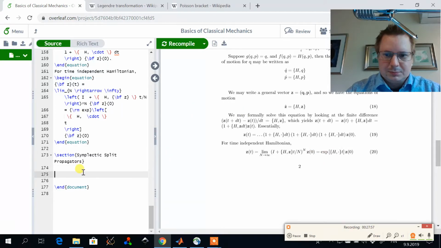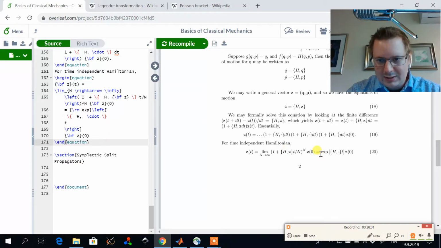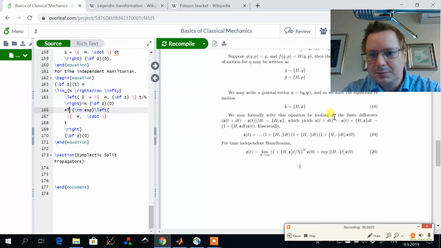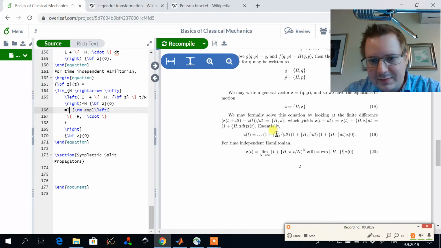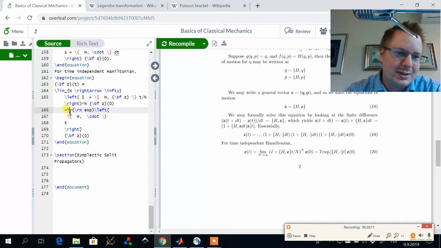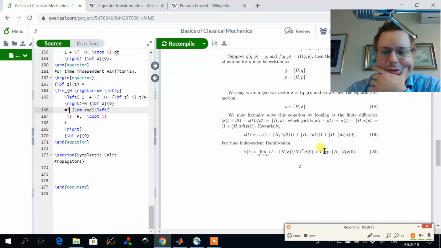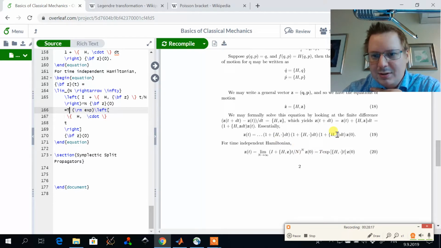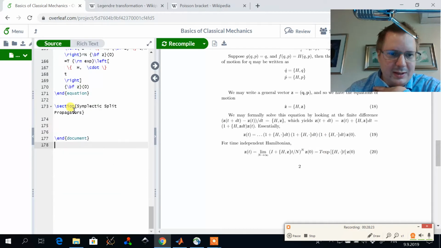One more thing. There needs to be a time ordering operator, since the Hamiltonian is at different times. Well, I just said it's time independent. If it were not time independent, we would have to have the time ordering operator here, so that the Hamiltonians are at different times. But now it's okay, and we can keep it that way.